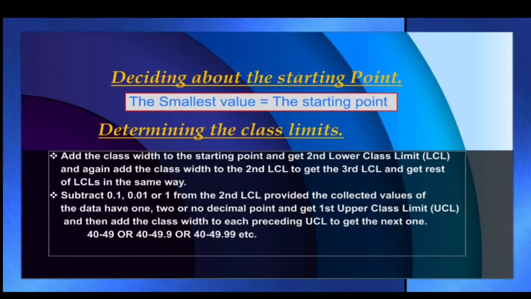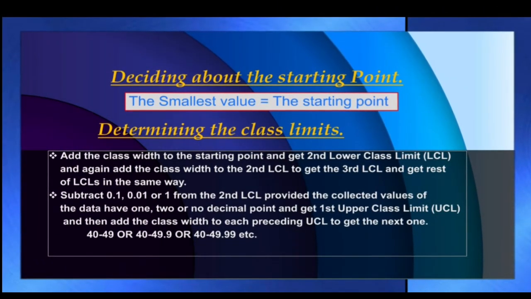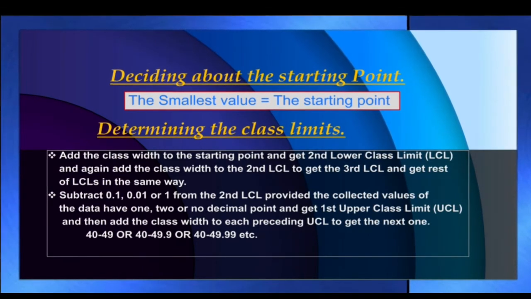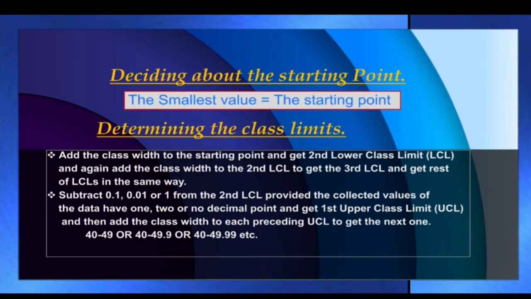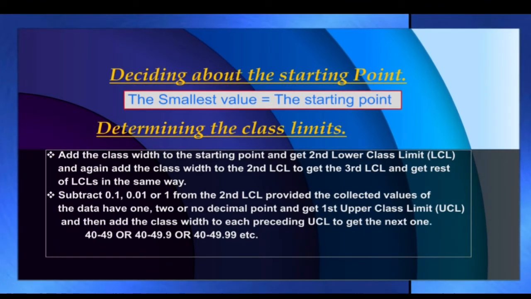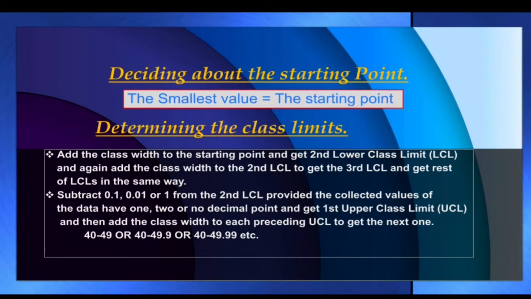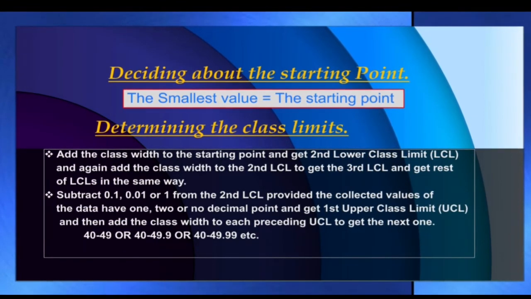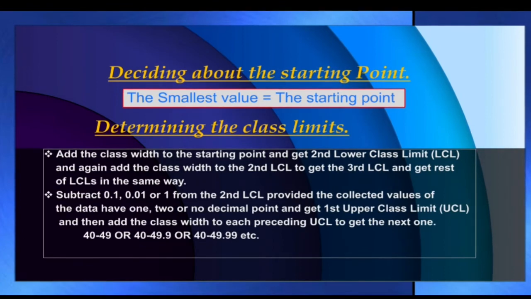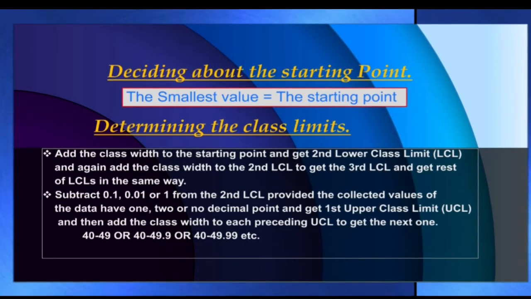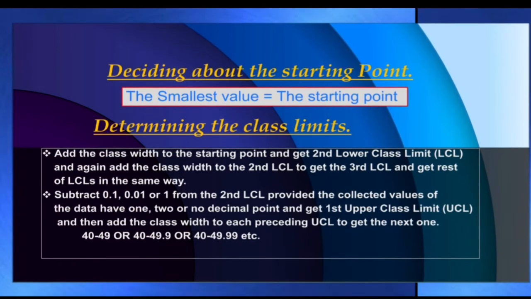On deciding about the starting point of the frequency distribution, one can use the smallest value of the given data set as the lower class limit of the first class, but generally a multiple of 5 or 10 is used as the starting point depending on the data provided. For instance, if the smallest value is 43, the starting point may be taken as 40.